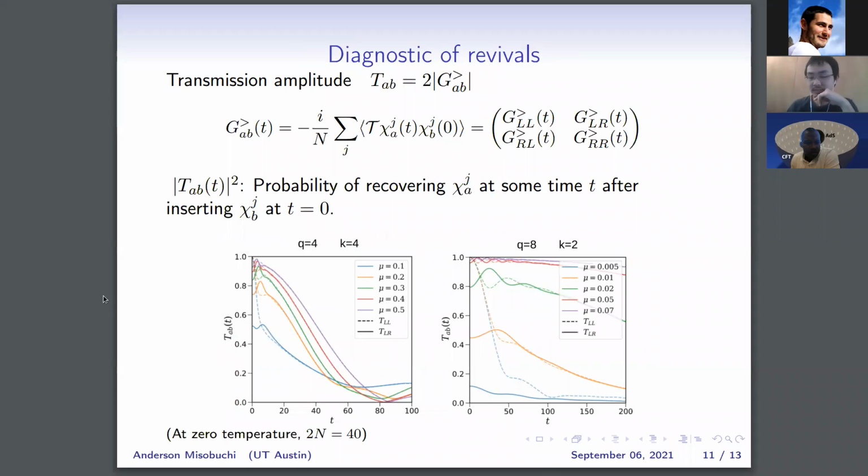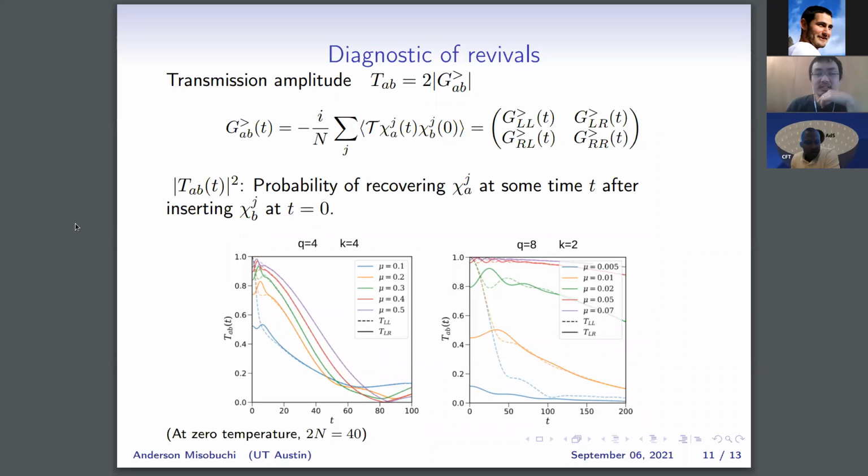So we want to find some diagnostic for this revival oscillatory behavior. What we did was to compute the transmission amplitude, which is given by the absolute value of some greater Green's function. And the square of the transmission amplitude is going to reflect the probability to recover the insertion at some time t after you inserted it at t equals 0.